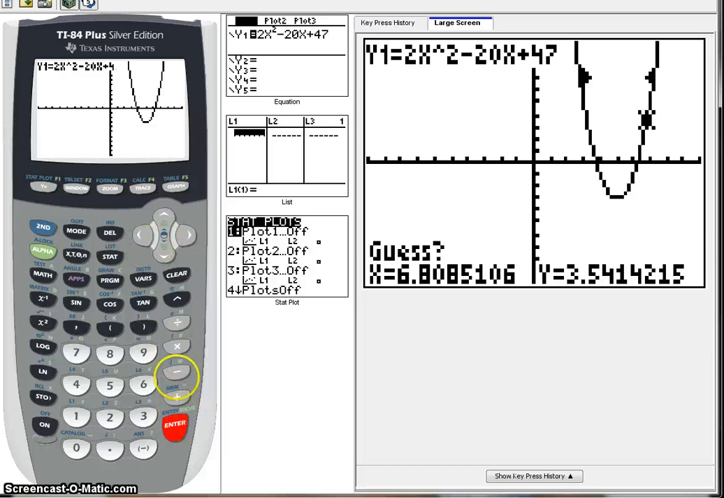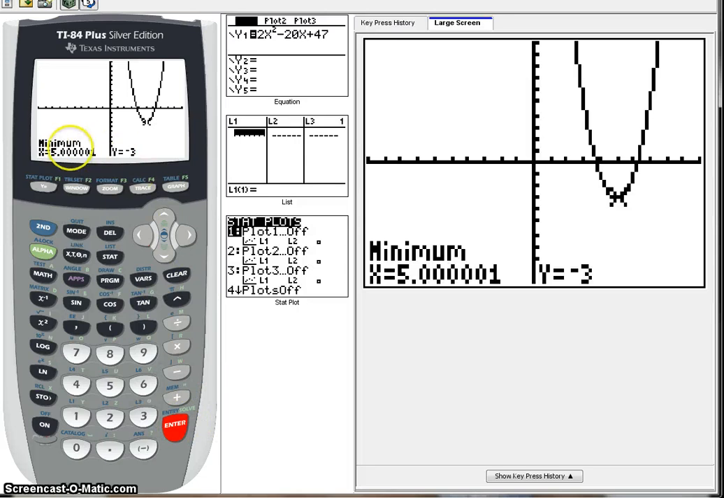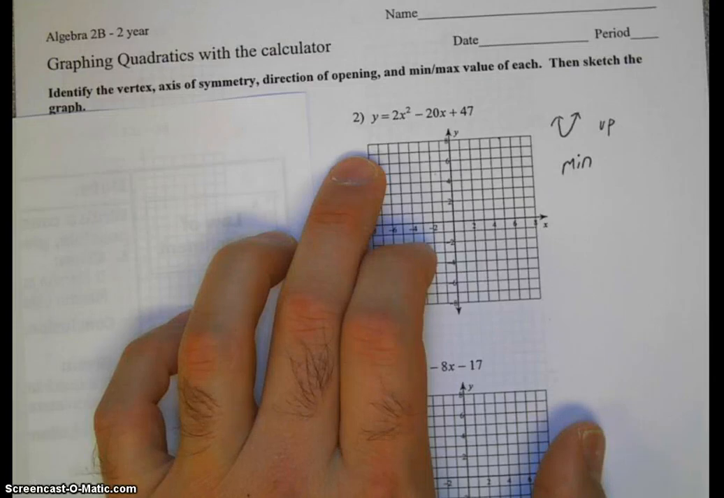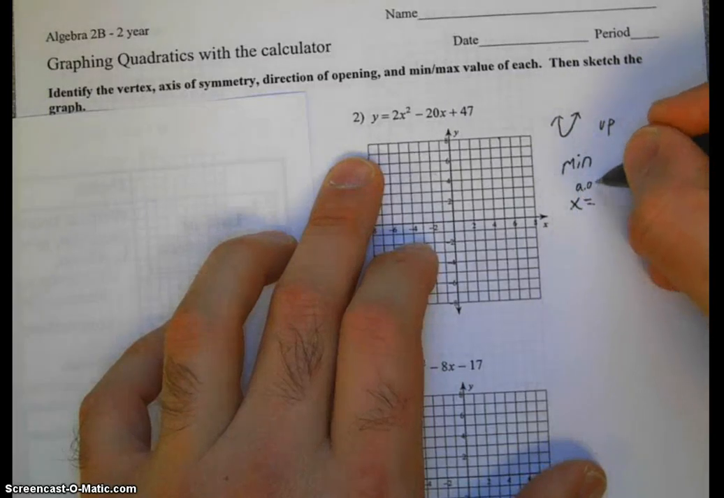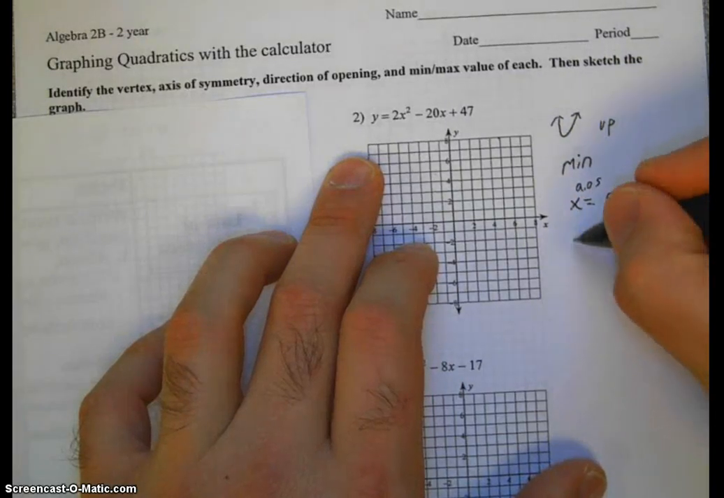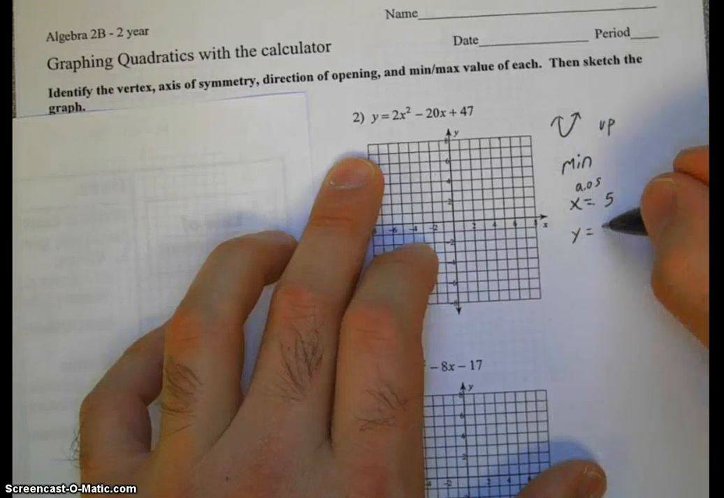Alright, and hit enter. Now it's asking to go ahead and place the cursor where you think the vertex or the minimum would be. I'm going to go ahead and hit enter. So it gave us the value of x being 5 and y being -3. So my x is my axis of symmetry of 5 and my y is -3.